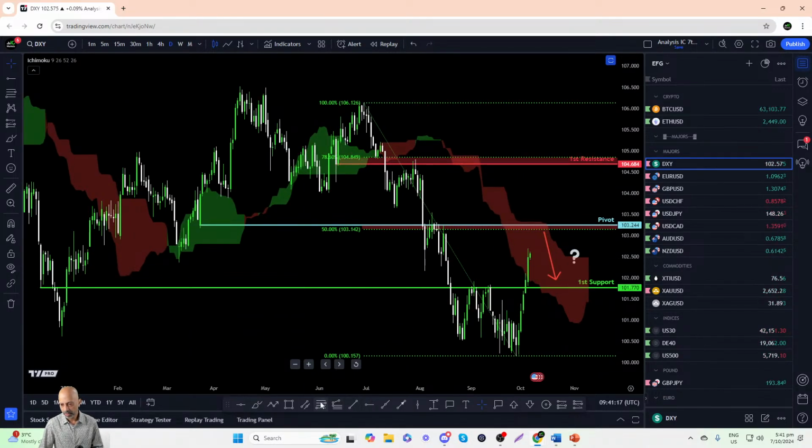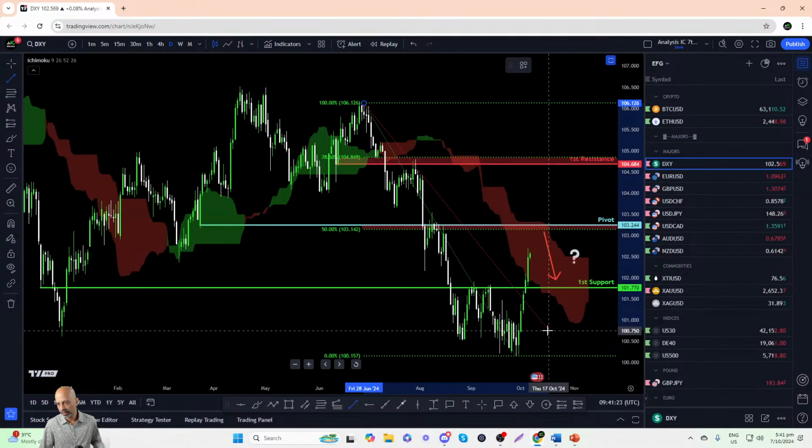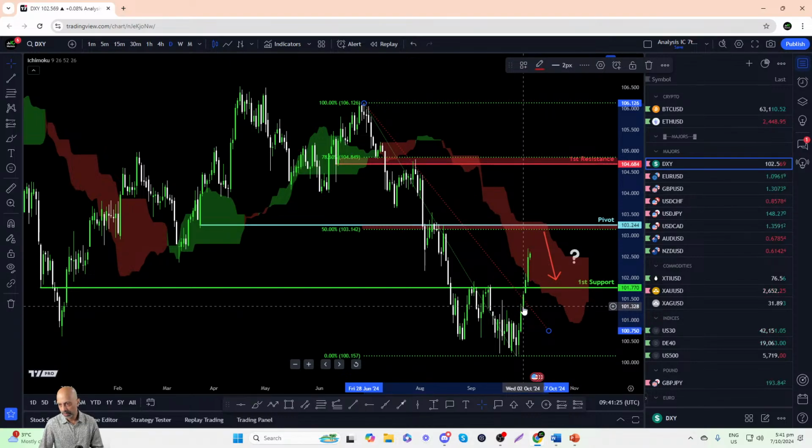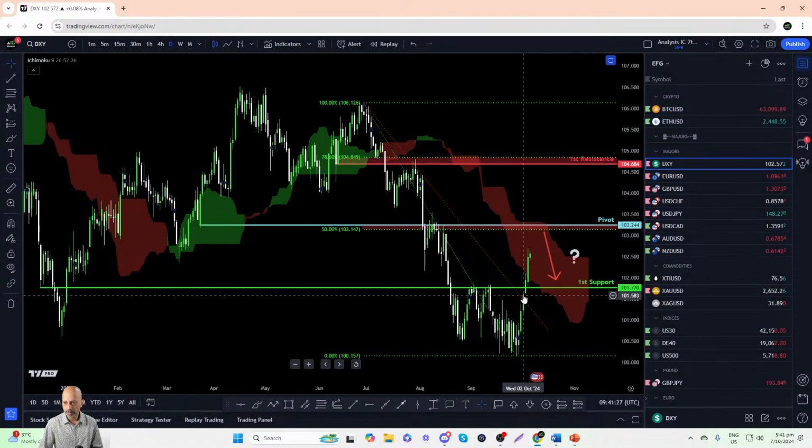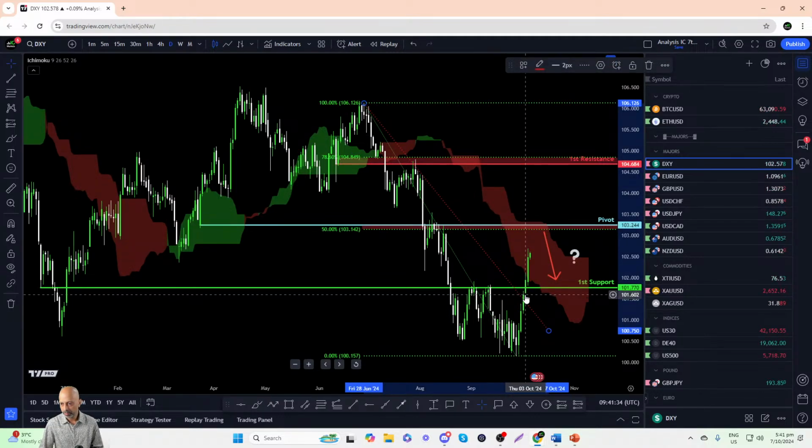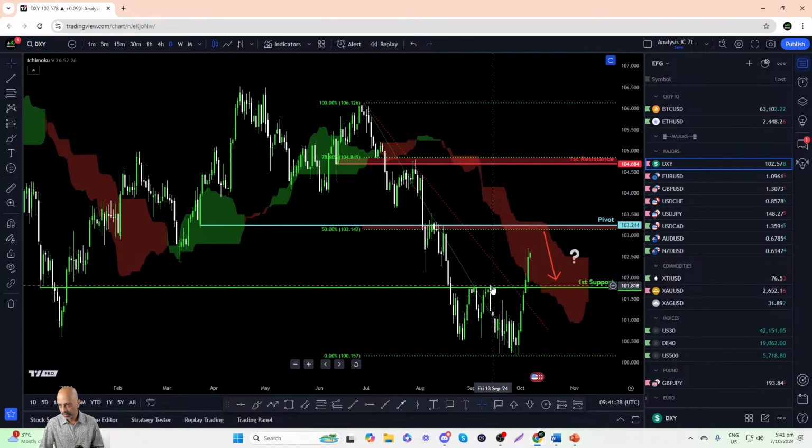If you look at it, it has actually broken out of several key resistance areas. It has broken out of a descending trend line. The first breakout took place through the descending trend line on Wednesday, 2nd of October. And then the second breakout took place on Thursday, 3rd of October, where it broke above this previous resistance barrier, this level at 101.77, which was previously a strong resistance barrier and got taken out as well.